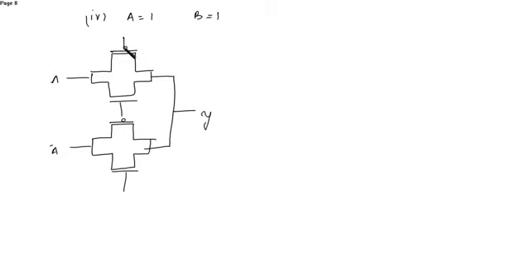This is A, this is A bar, this is B, B bar, this is also B. Okay, so this is P1, N1, P2, N2. So when A is 1 and B is 1, both are 1, A is 1, A bar will be 0, B is 1, B bar 0, B is 1.